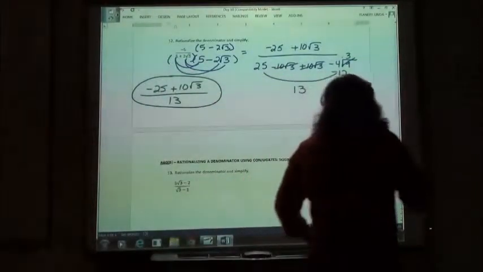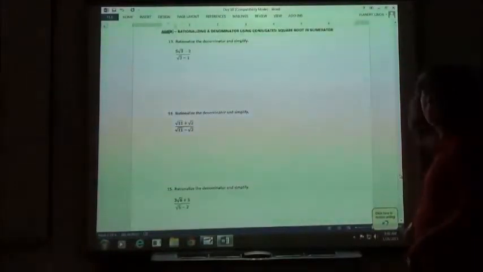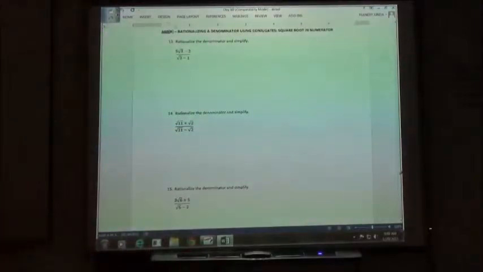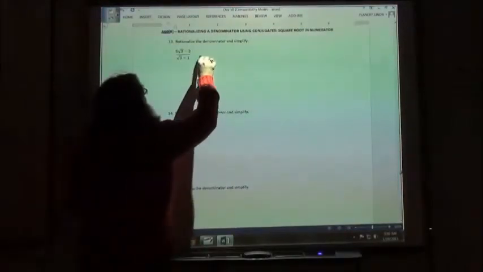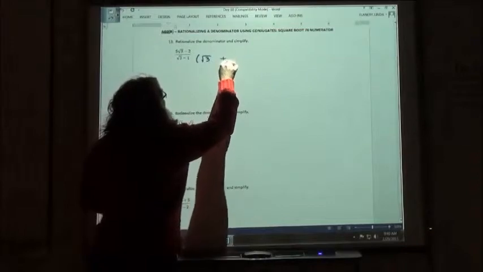All right, now we're still rationalizing the denominator, but notice the top's got a little more complicated than the ones we just did, right? But we're still doing the same thing. I want to rationalize the denominator, so I'm going to multiply by the conjugate of the bottom, which means on the first one we're going to multiply by the square root of 3 plus 1.